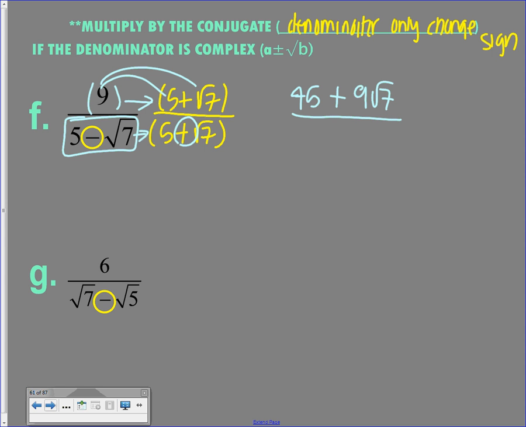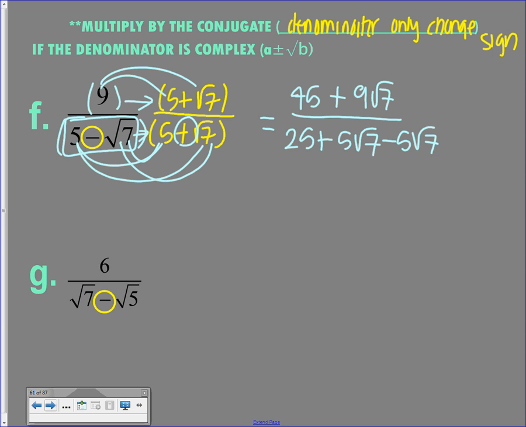Okay, now on the bottom, we need to FOIL. First, outside, inside, last. So 5 times 5, 25. Outsides plus 5 square roots of 7, insides minus 5 square roots of 7, lasts minus 7. Okay, now if you do everything right, these middle two, if you notice, will always cancel. And that's the whole point, so that we can get rid of the square root on the bottom.